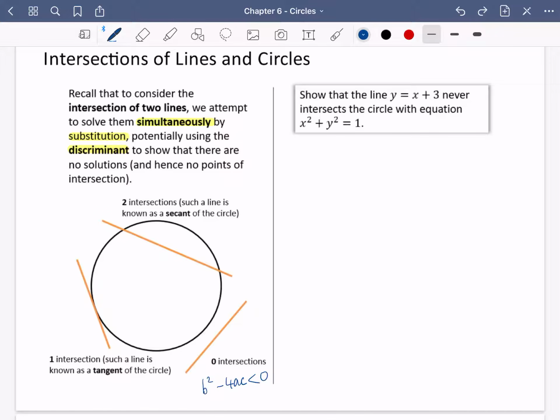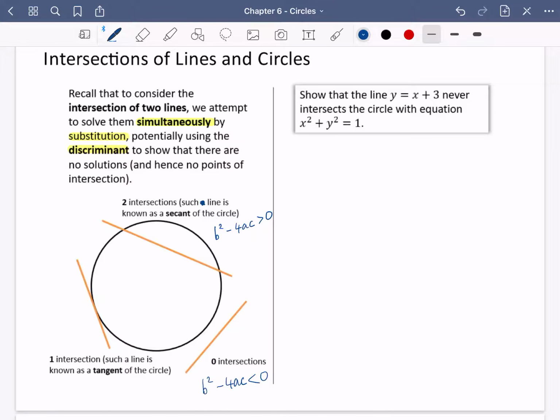Then we're going to have a look at this section, which is if you have a straight line that is intersecting clearly at two different points. So this is our two intersections, and I've written here that for two intersections, such a line is known as a secant of the circle. So this is a secant of the circle, that orange line, and this would be if in that resulting quadratic, b squared minus 4ac is greater than 0.